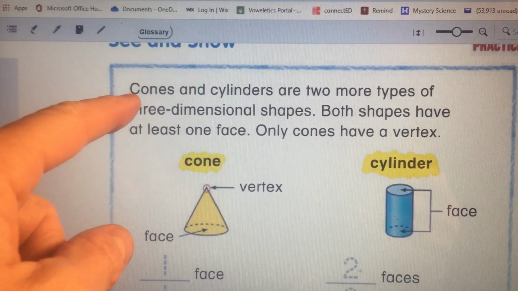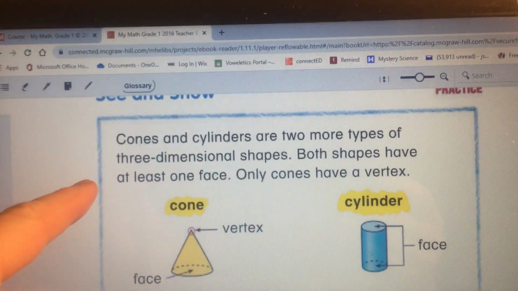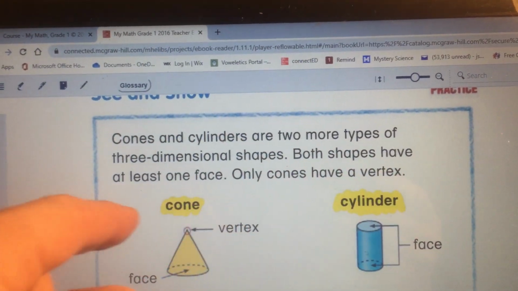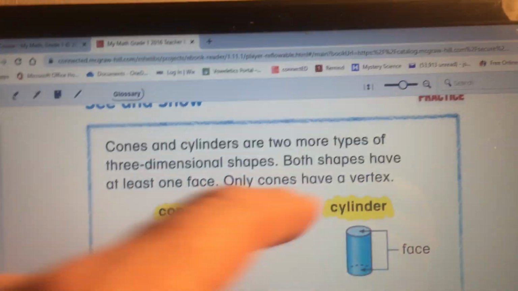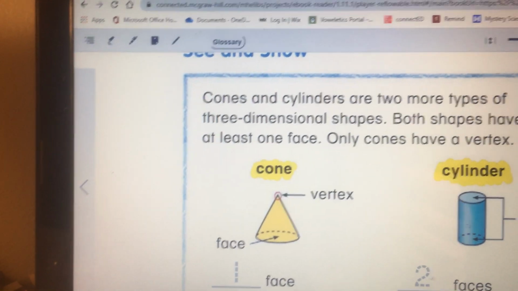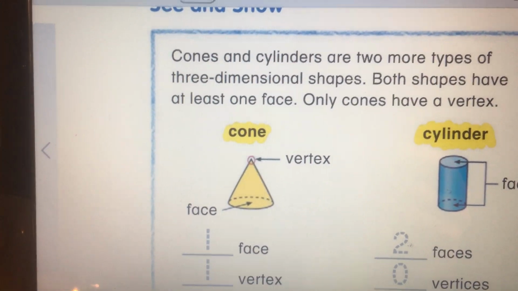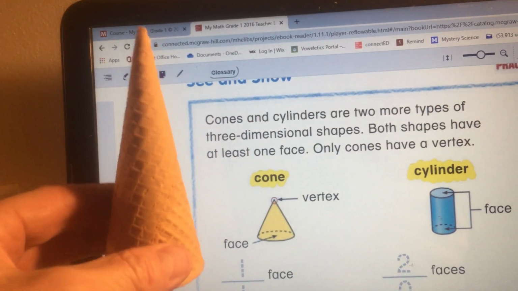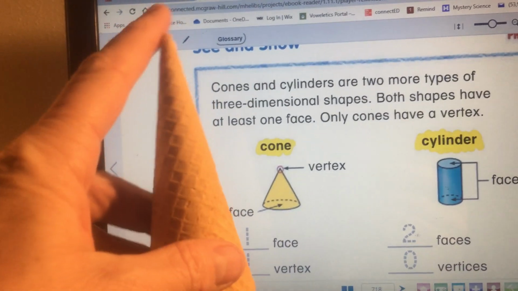It says, cones and cylinders are two more types of three-dimensional shapes. Both shapes have at least one face. Only cones have a vertex. So if you look at the picture of the cone, if you put the face down on the bottom, there's the face, it's on the bottom where my fingers are. The vertex is at the top.